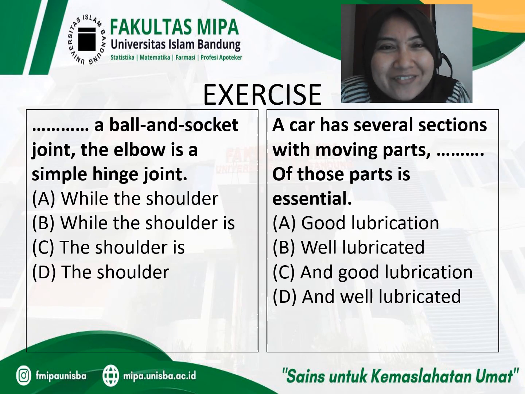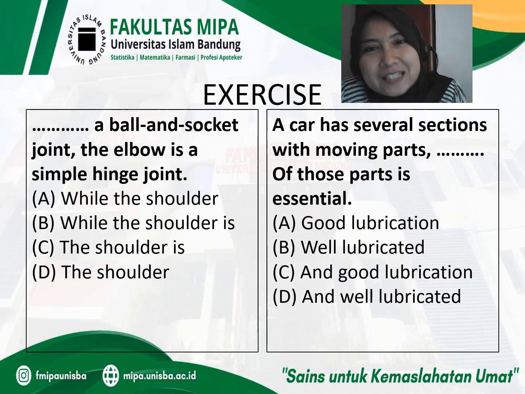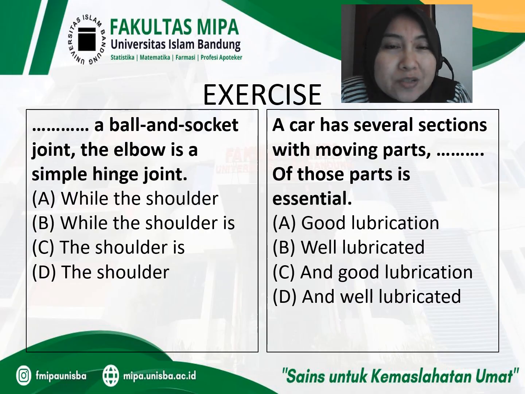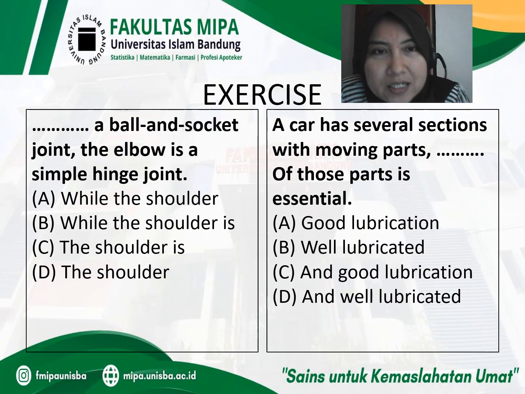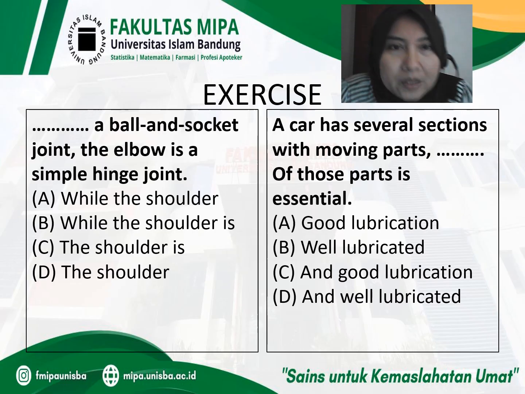Now let's practice identifying adverb clauses and connectors. Remember, adverb clauses give extra information such as contrast, time, or reason. They usually begin with words like while, because, when, or although. They must also contain a subject and a verb. Look at the first question. Blah, blah, blah. A ball and socket joint. The elbow is a simple hinge joint.